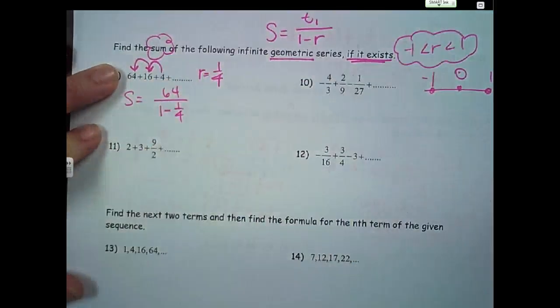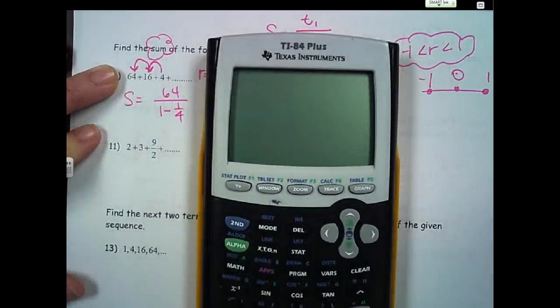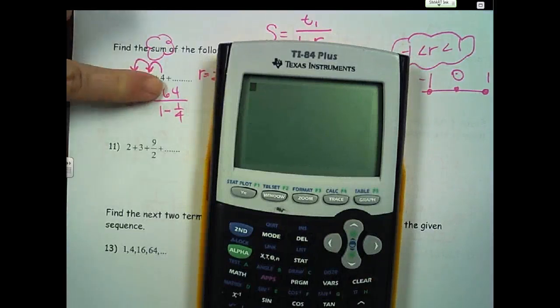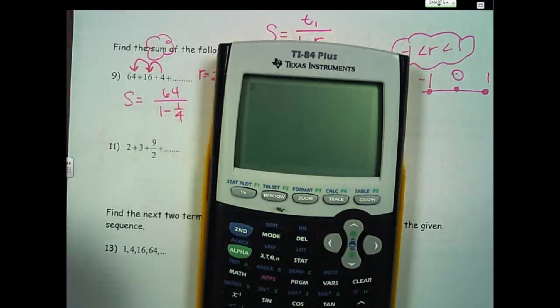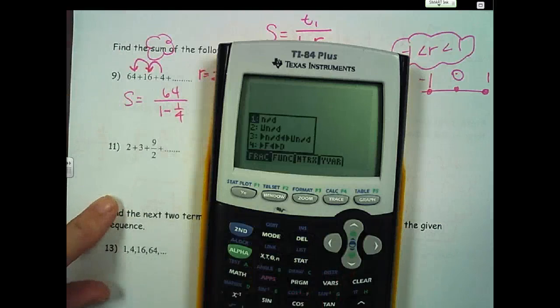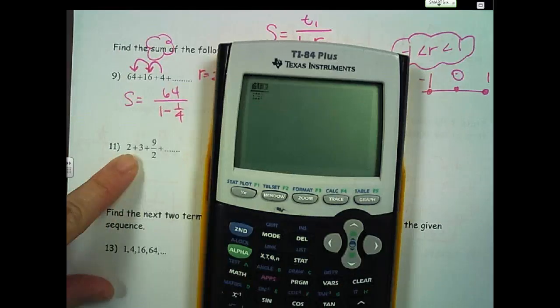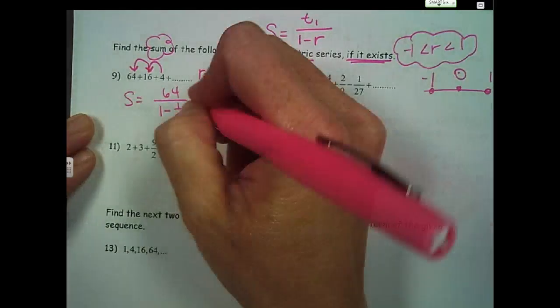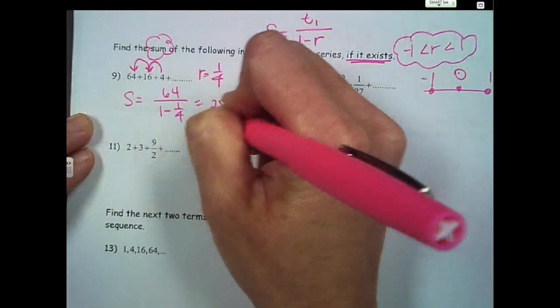Okay, and on your calculator, so that you don't miss it on the test, this is a complex fraction. You either have to get the top answer and the bottom answer, then divide, or you have to use the fraction template. So 64 divided by 1 minus 1/4. And then it's going to give you the right answer. Math, then enter, 256 over 3. So the sum is 256 over 3.